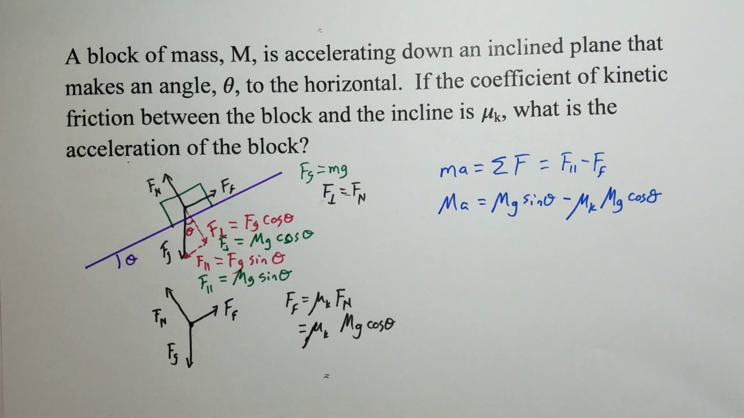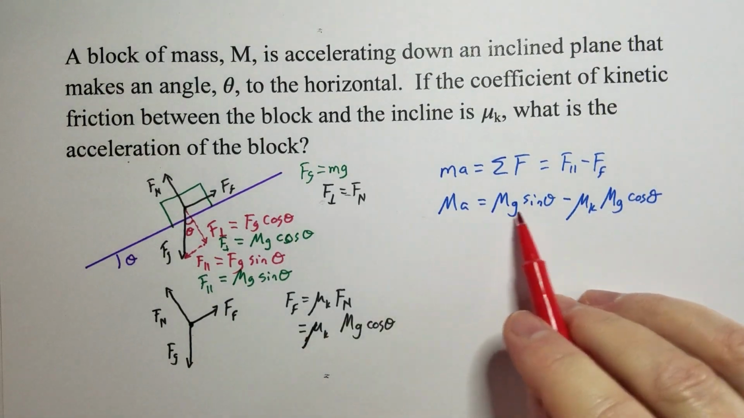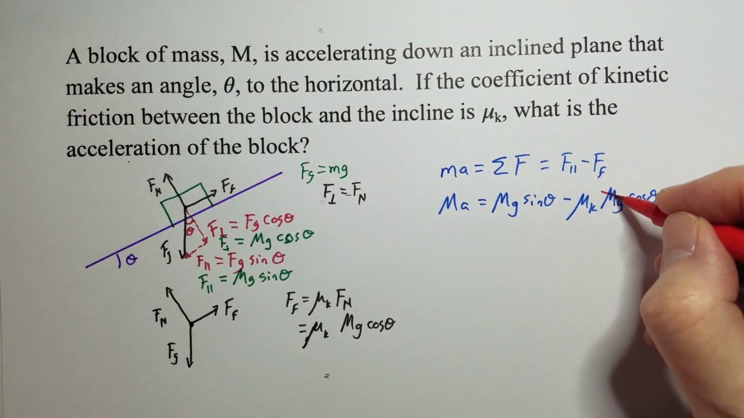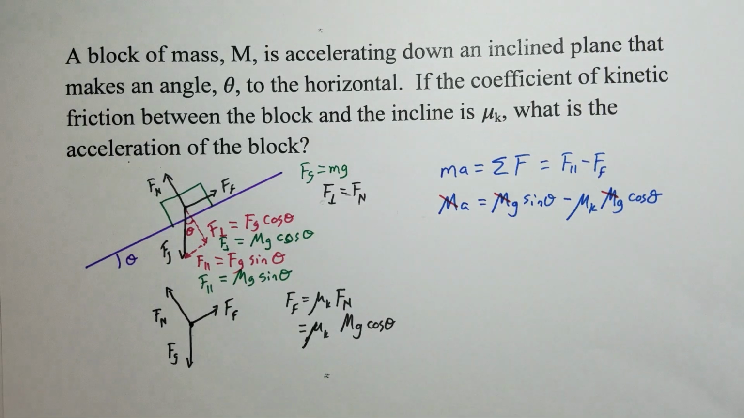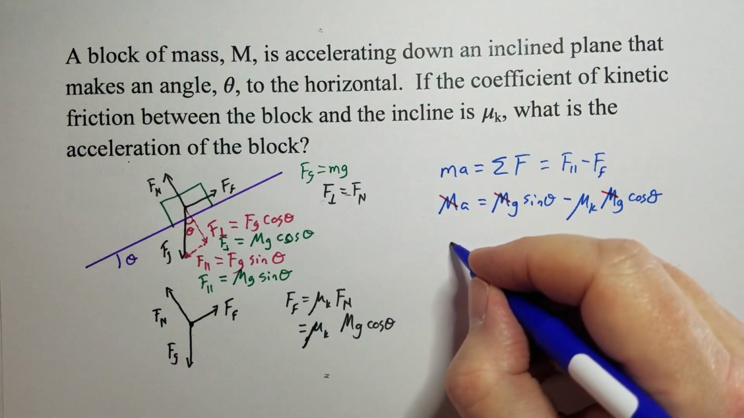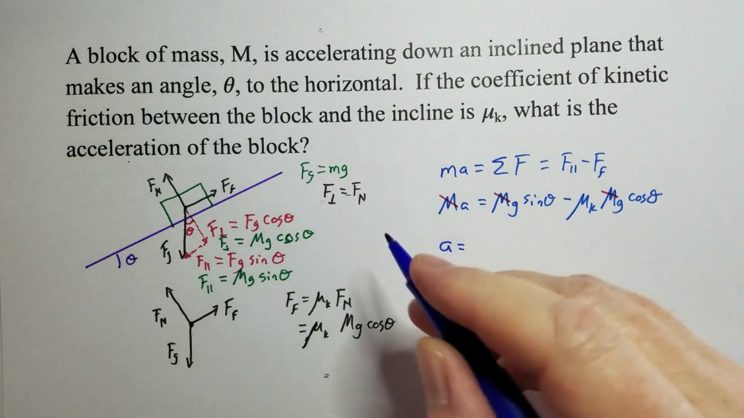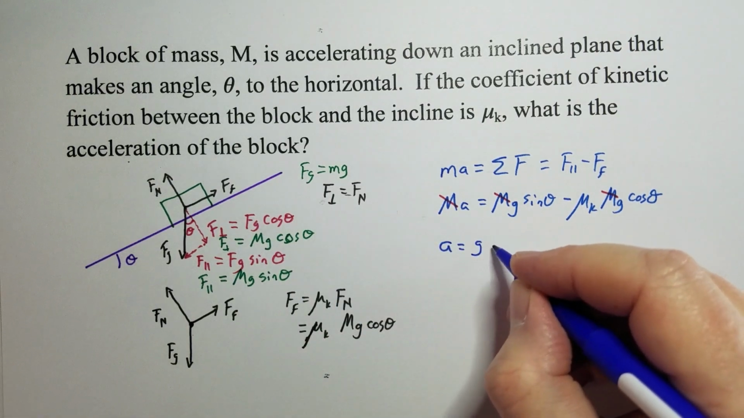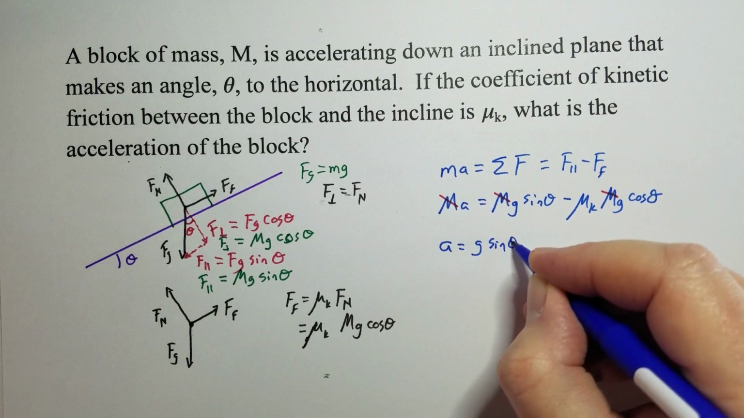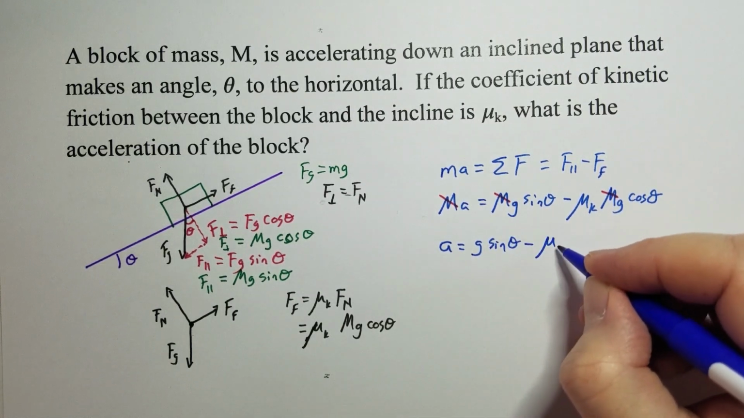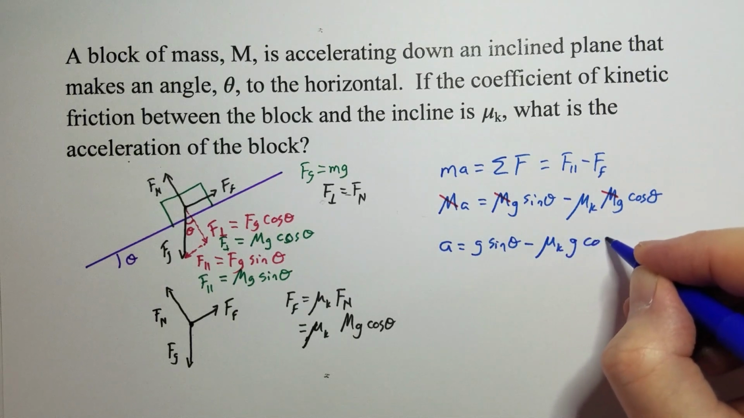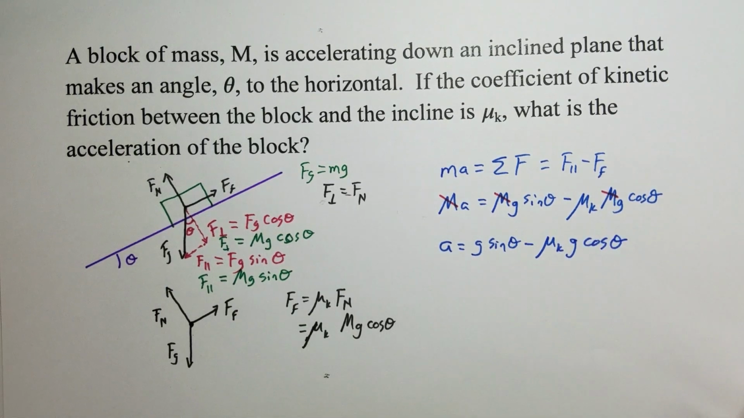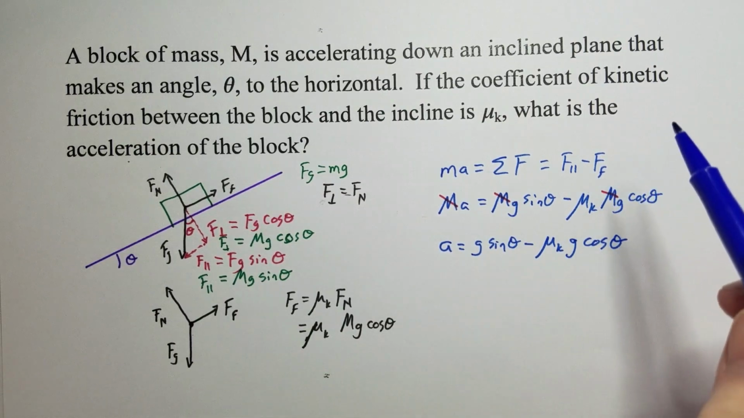Now at this point, I want to do something to make my life a little bit easier. There's a mass in each term, so that mass can be canceled out. So the acceleration of this block down the ramp is g sine theta minus mu k g cosine theta. And that's the acceleration of the block sliding down the ramp.